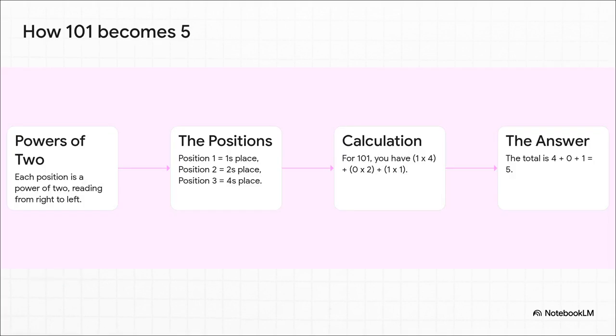Okay, so here's how we crack the code. You see, we count in powers of 10, the ones place, the tens place, the hundreds, and so on. Computers count in powers of 2. So if you read a binary number from right to left, the first spot is the ones place, the next spot over is the twos place, the next one is the fours place, then eights, and it just keeps doubling. So for our number, 101, you just add up the values for the positions that are turned on, the ones. You have a 1 in the fours place and a 1 in the ones place. So 4 plus 1 equals 5. See? It's just a different way of counting.